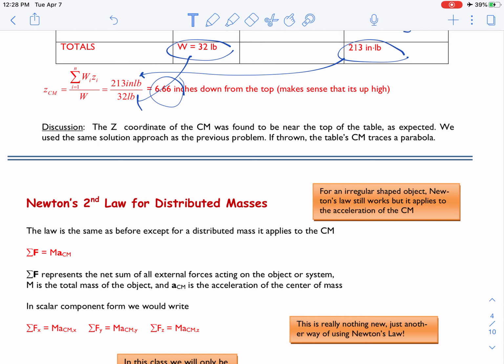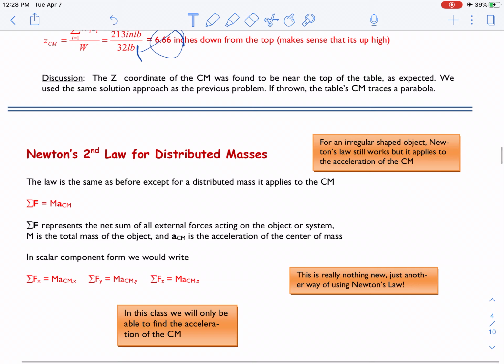It's really what we've been doing so far. This is really just an extra step. Get that center of mass point. Just use what you've been using before. So let's clarify a couple of things here. For an irregular shaped object, Newton's second law, or Newton's laws, still works, but it applies only to the center of mass. Okay, so for the second law, we can only know the center of mass point's acceleration. And then when you know the forces acting on the object and the mass of the entire object, you can still use the second law.